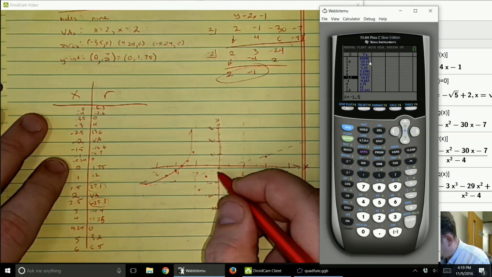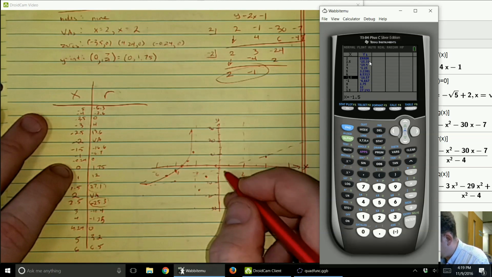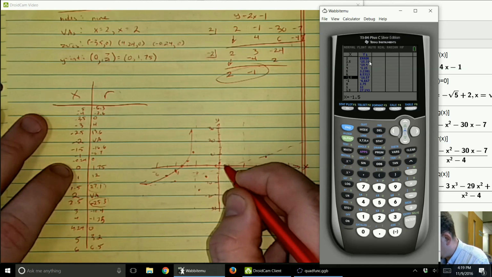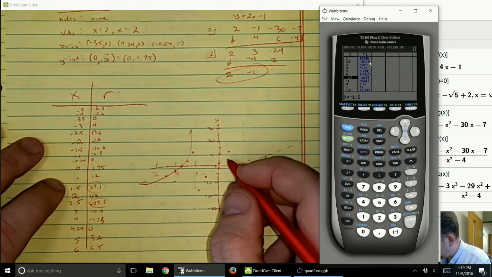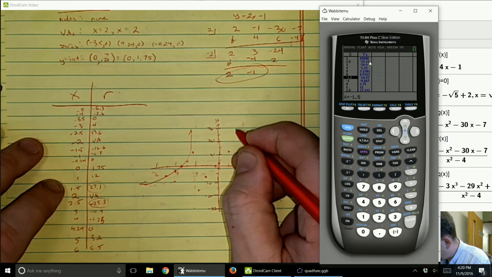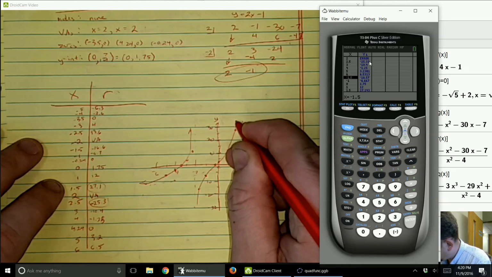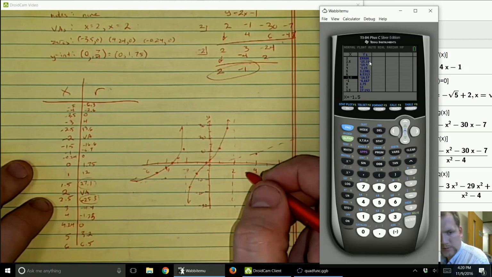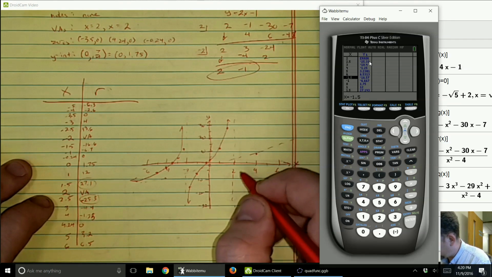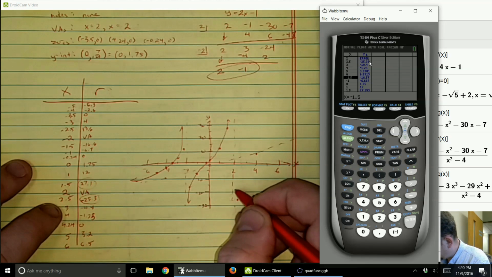Then at negative 1/4, we cross. At 0, we're at 1.75. At 1, we're at 12. At 1.5, we're at 27.1. So it's pretty clear what happened there. Then there's an asymptote at 2, and at 2.5, we're at negative 25.3. At 3, we're at negative 10.4.